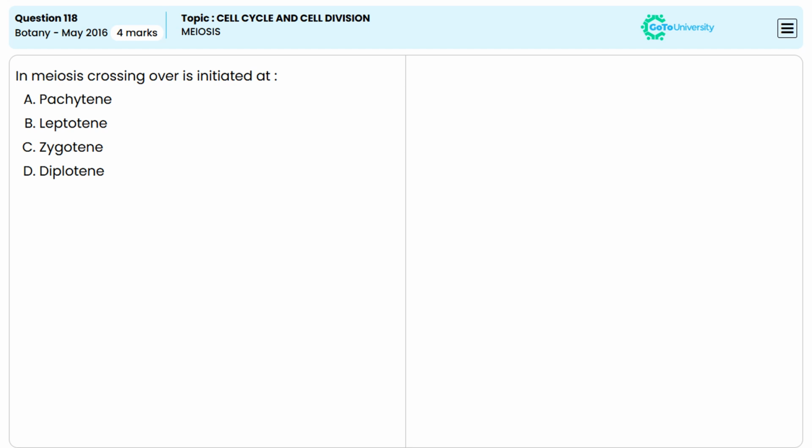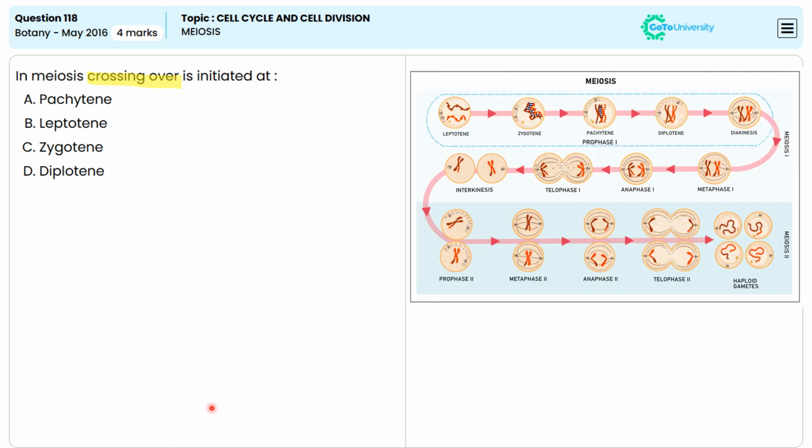In which among the following stage of meiosis the crossing over is initiated? The crossing over occurs during meiosis 1, specifically in the Pachytene stage of prophase 1. So the Pachytene stage is a phase in prophase 1 of meiosis.